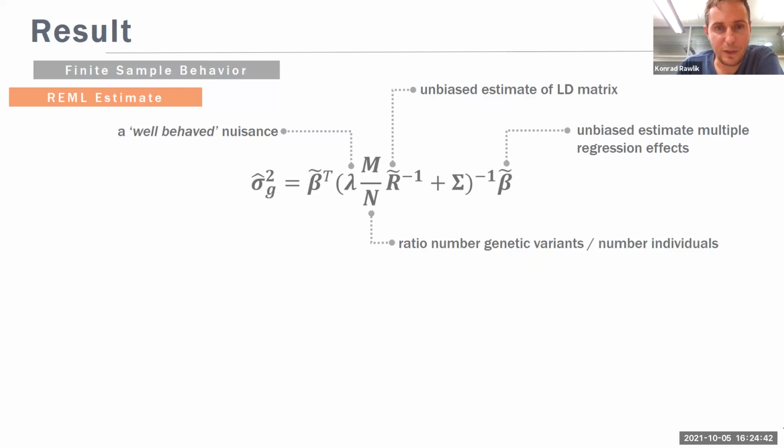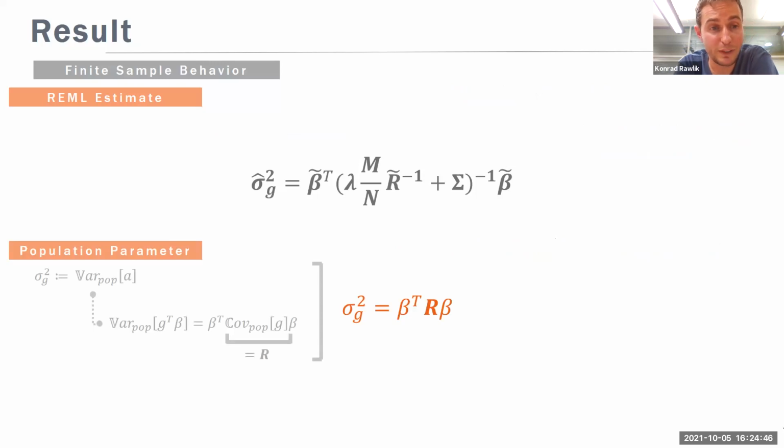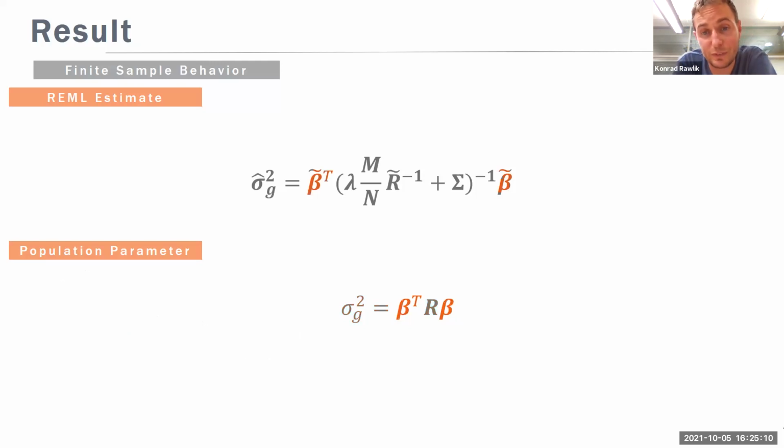We can now look back at the expression we were actually interested in, the population parameter sigma g, which we can very quickly rewrite into the following: the SNP effects times the covariance of the SNPs, so the LD matrix, times the SNP effects. As you see, these two expressions are structurally very similar. In particular, on either side, you've got these betas and the beta tildes, and luckily the beta tildes are unbiased estimates of the betas.